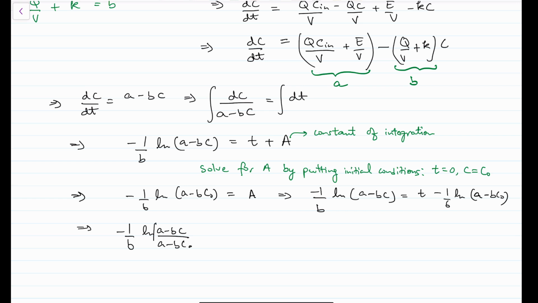So we get this is equal to T, and from this we get (A minus BC) over (A minus BC naught) is equal to e to the power minus bt.